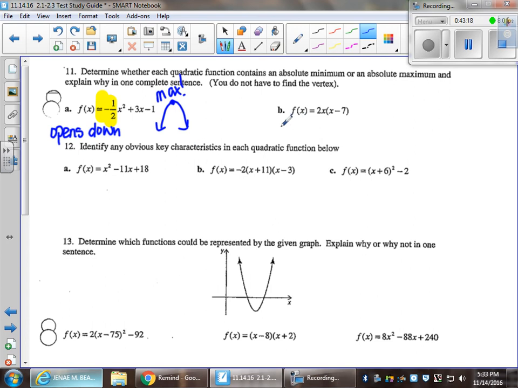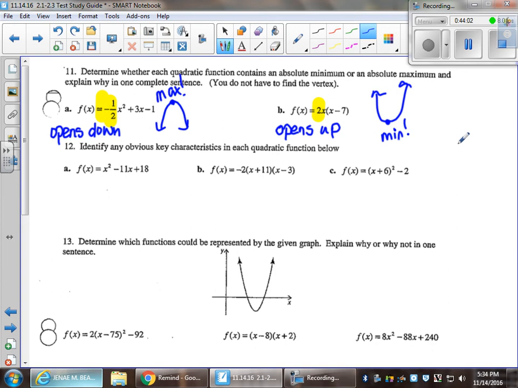Take a look at B. The fact that this is positive, A is 2. Because A is positive, I know the graph opens, how? Opens up. So sketch something that opens up. Ask yourself, would this be a max or a min? This is a min. Again, your complete sentence: A is positive, I know the graph opens up, therefore the graph has a minimum, and you're done. So notice this was purely an observation of the effect of A and a quick sketch. No calculations whatsoever.